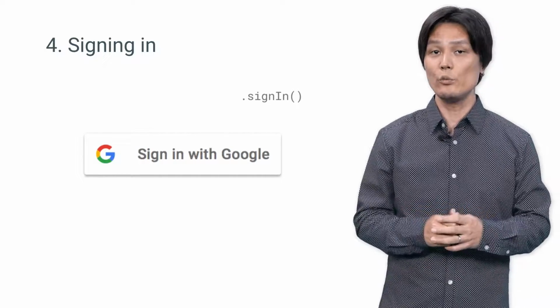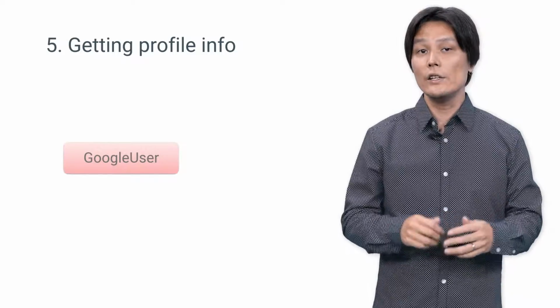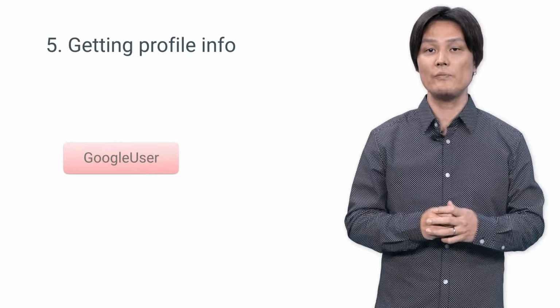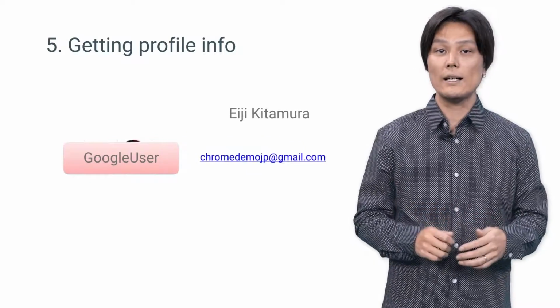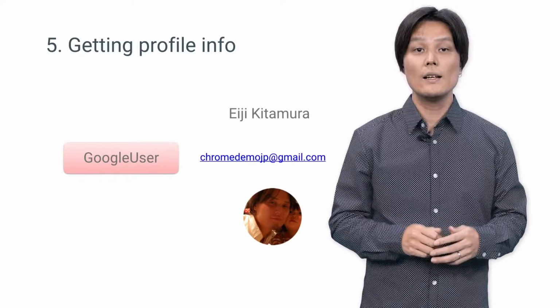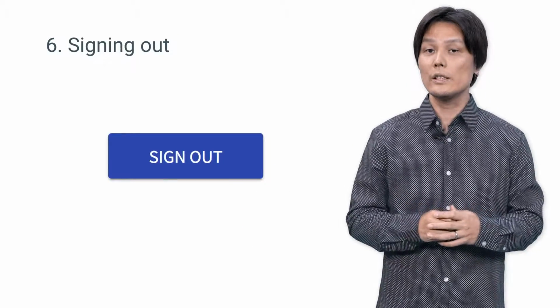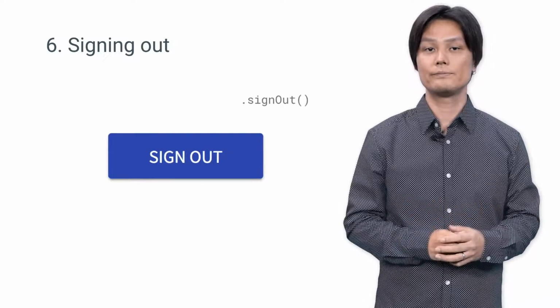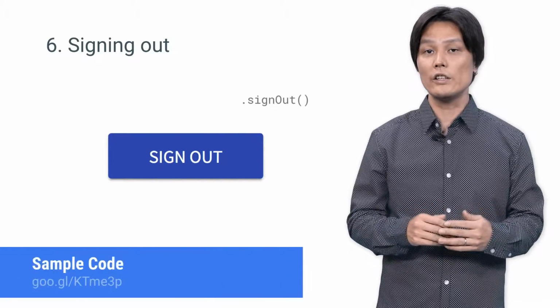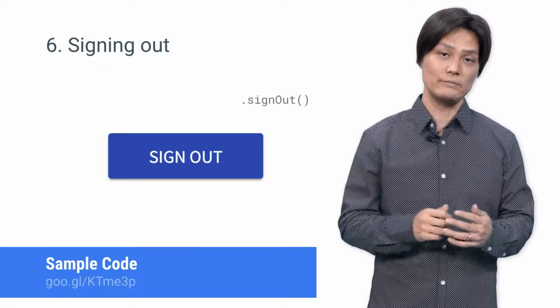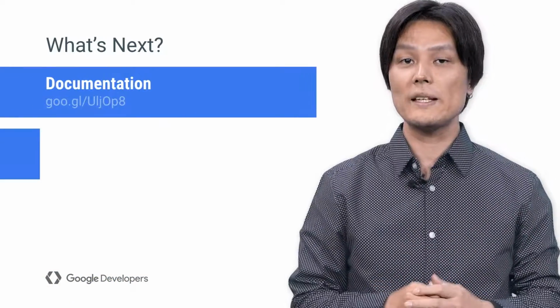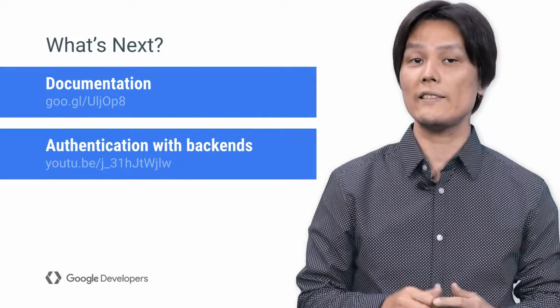The sign-in function returns a Google user object. Use it to get basic profile information such as username, email, and the profile image. Finally, users can sign out simply by calling sign-out. Review our sample code here for a more detailed walkthrough. Okay, this was the basics of authentication using Google Sign-in.